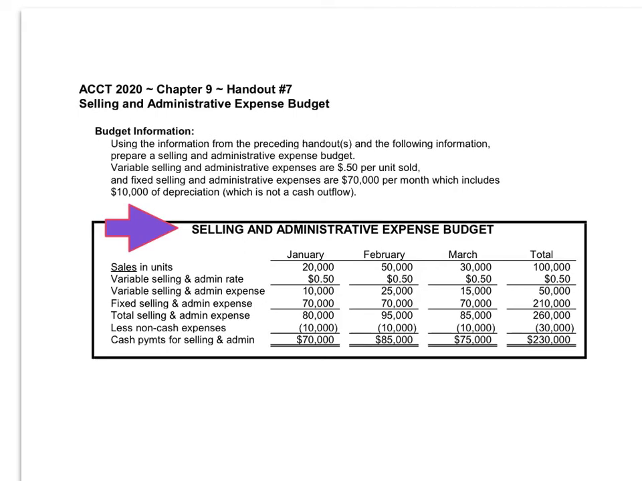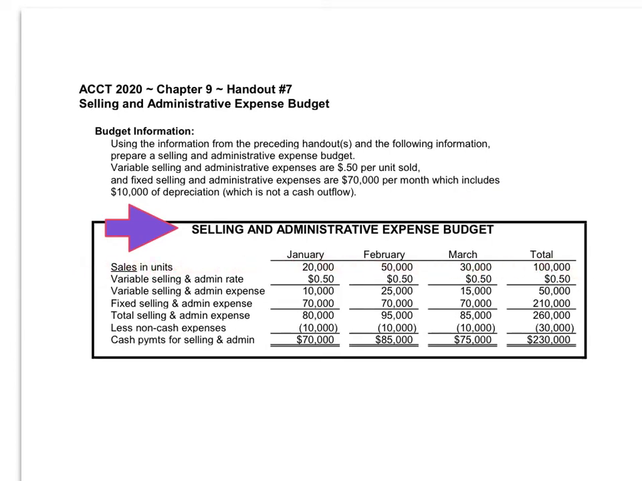The selling and administrative expense budget is similar to the manufacturing overhead budget in that it's going to separate the costs out between fixed and variable. So, variable selling and administrative expenses are 50 cents per unit sold. And fixed selling and administrative expenses are $70,000 per month, which includes $10,000 of depreciation, which is not a cash outflow. So we start with our sales in units from our very first budget.